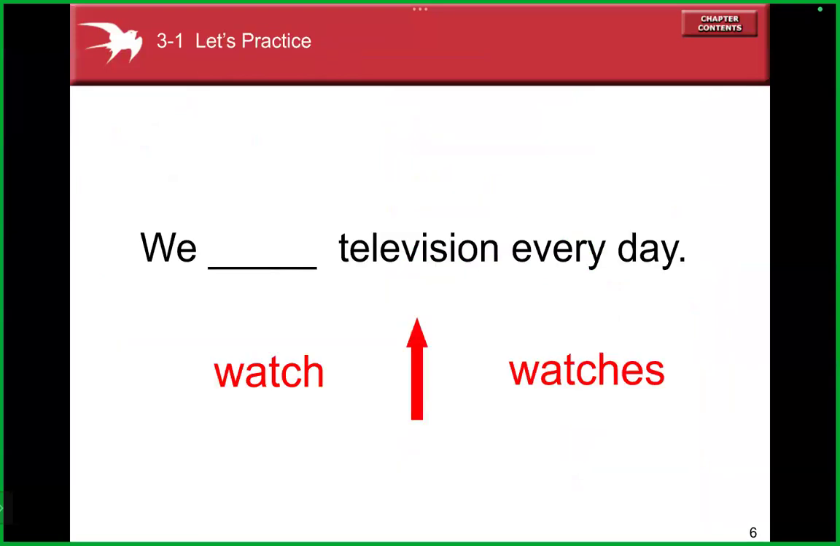Okay, so over here we have some exercises. The point of these exercises is to recognize and work properly with the correct form of the verb according to the subject, all right? For example, here we have the subject we, and we have two options, watch or watches. What might be the correct option? Watch.